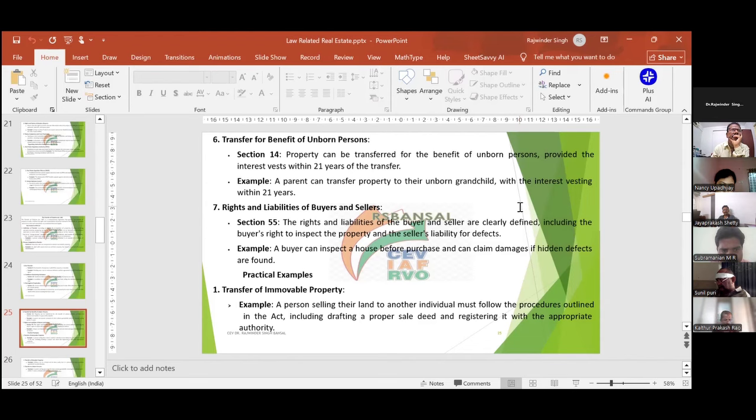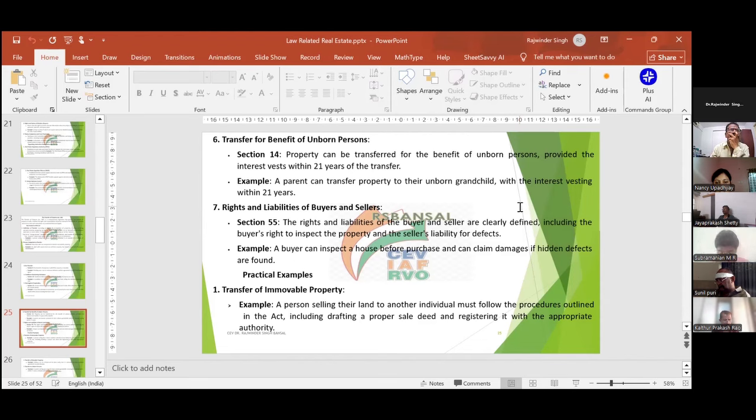For example, a buyer can inspect the property. It is his right before purchasing the property, and he can claim damages if hidden defects are found. If the defect was known to the seller and he does not mention it to the buyer, then the buyer can claim damages.